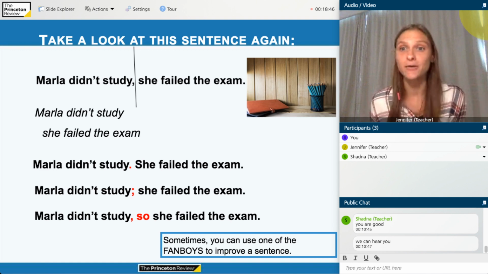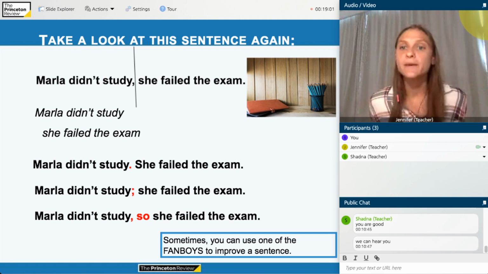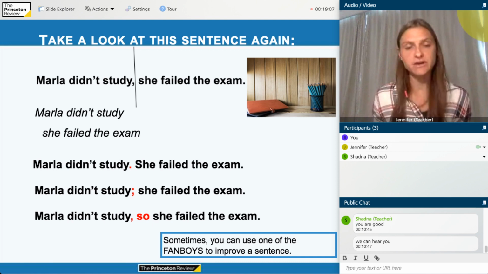Today we're looking at only completes and completes. So that is an option. Stylistically, you do want to make sure that there's a relationship between those two clauses. So this is a cause effect. She didn't study, therefore she failed the exam. That's another thing you could put in there. You could say, Marla didn't study; therefore, she failed the exam.